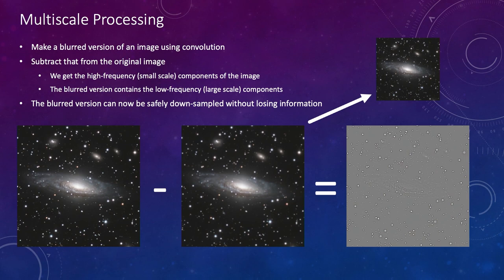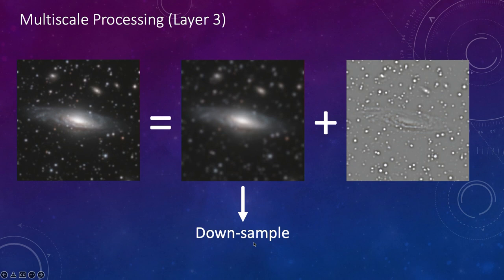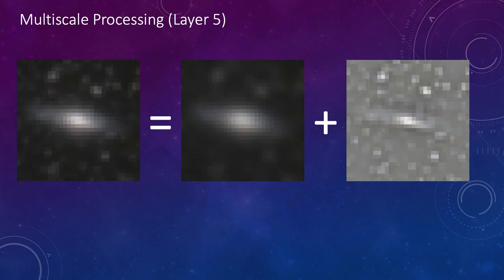I can repeat that process. I've just redrawn that previous slide in a different way here. Original image here equals the sum of the blurred image and the high-frequency, the high-pass filtered version, and then I can downsample that. This would be the first layer of this operation that I'm doing. I can repeat that. I can take this blurred image and blur it again and take the difference and create another high-pass filtered image like this and then downsample that. That's my second layer. And I can repeat that, and I can repeat it again, and again. I could keep going if I want to, but I'll stop at 5 layers. You get the point.